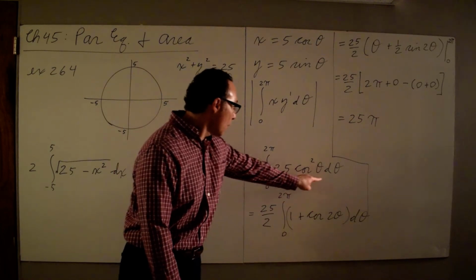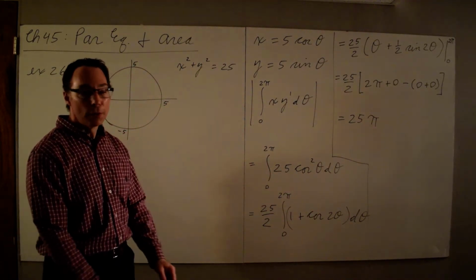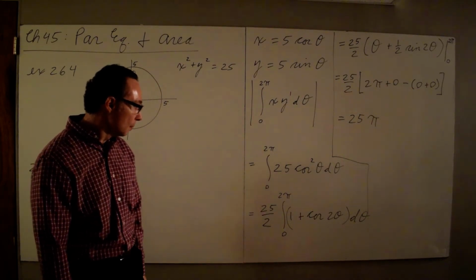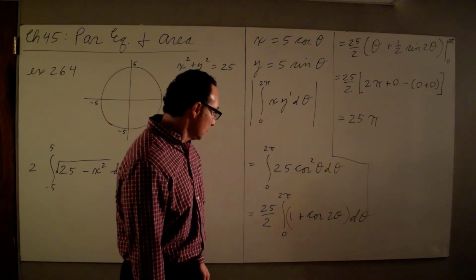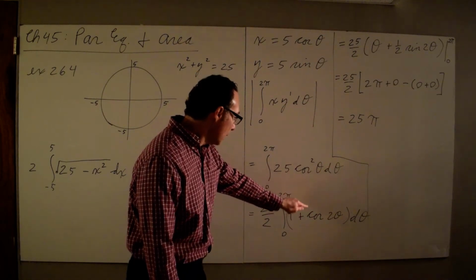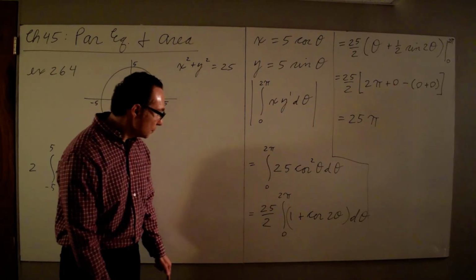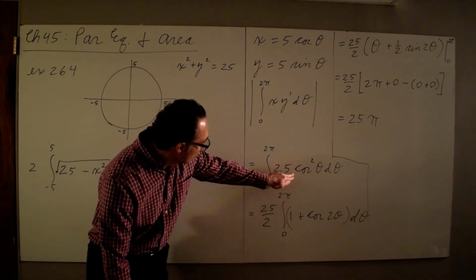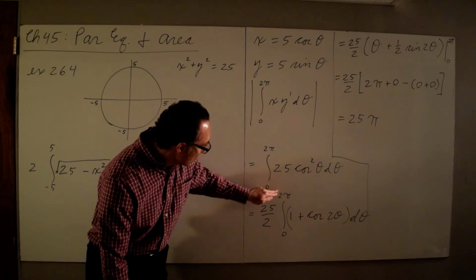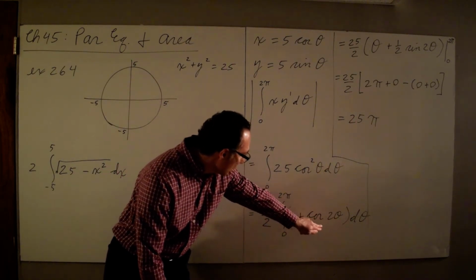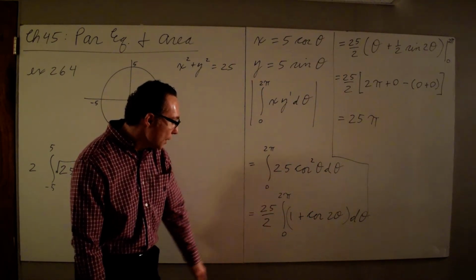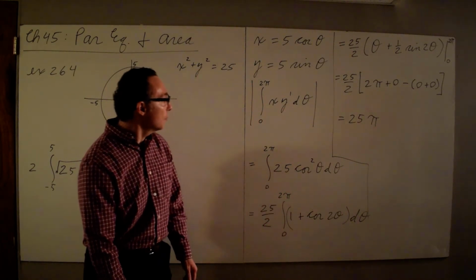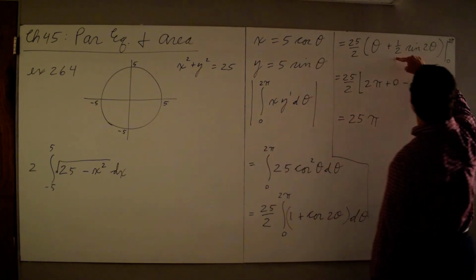Now we have 25 cosine squared theta d theta. This is just a trigonometric integral, an integral of a trig function. So we use one of our trig identities. So we have cosine squared theta. We just have 1/2 times 1 plus cosine 2 theta. So we just have the half angle identity here. And integrating cosine of 2 theta, we can do that fairly quickly.